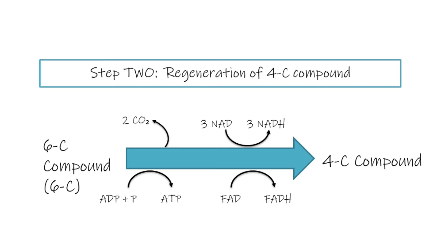The 6C compound is then oxidized step by step to regenerate the original 4C compound. During the process, 2 carbon atoms are removed and released as carbon dioxide. The 6C compound also loses hydrogen. The hydrogen is accepted by NAD to form NADH. Another carrier molecule called FAD, flavin adenine dinucleotide, also accepts hydrogen to form FADH. In addition, 1 molecule of ATP is formed.